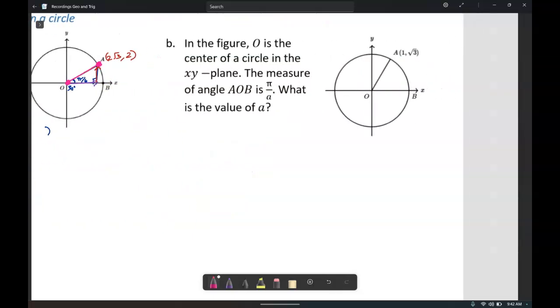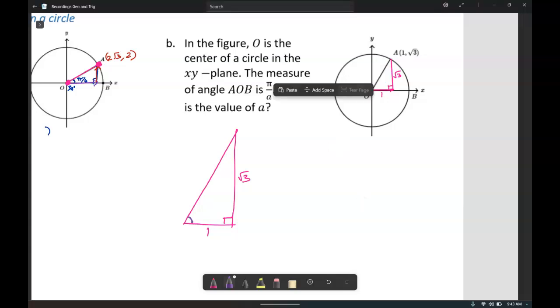In this figure, we're given the ordered pair 1, root 3. And so if we finish off our triangle, we can think about the x-coordinate is 1. That means the horizontal distance on the bottom is 1. And the vertical distance is the square root of 3. This matches up again with our 30, 60, 90 triangle. Let's make this drawing a little bit bigger. 1, root 3. This matches up with our 30, 60, 90 triangle. We just need to figure out what measure each of these angles are. And they're asking for the measure of this interior angle, AOB, and they say it's pi over A.